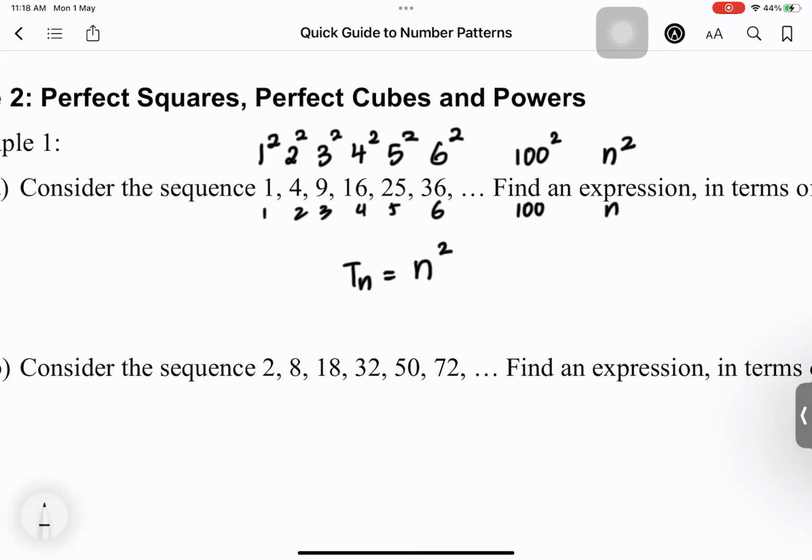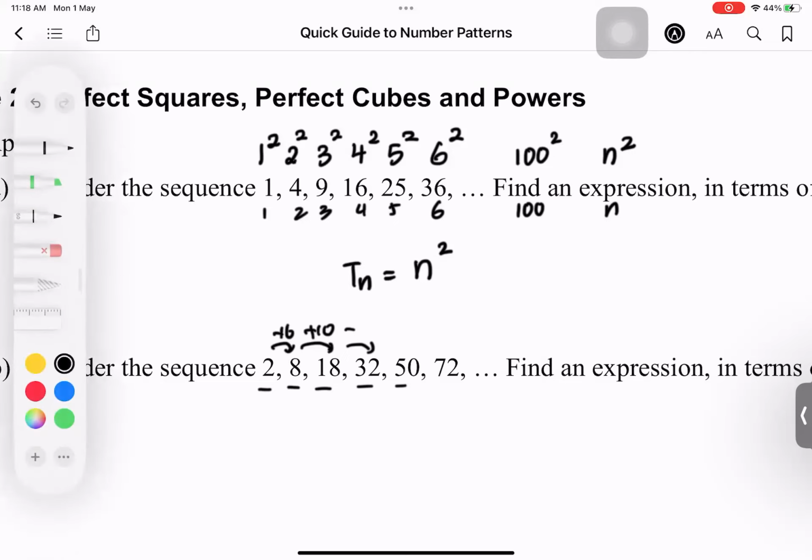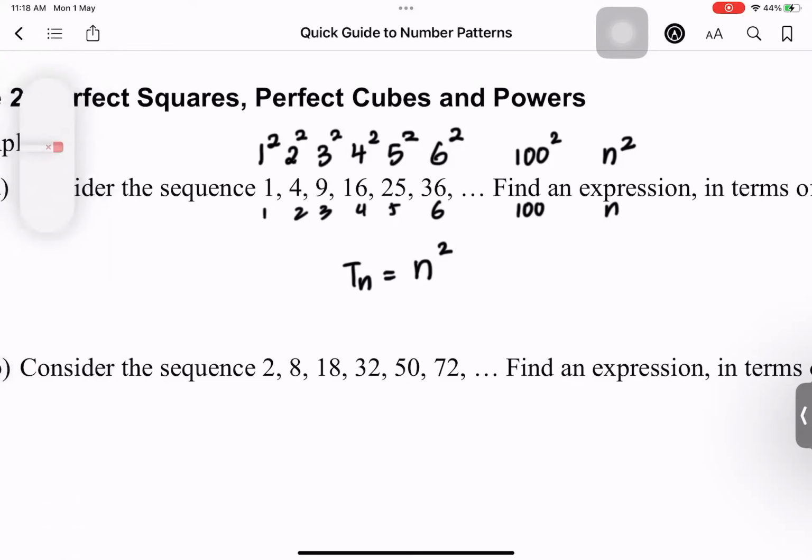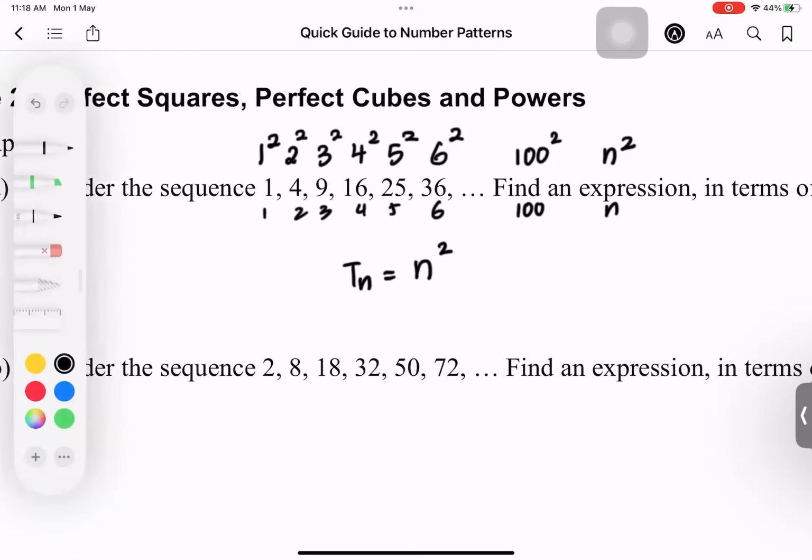Then the second part, consider this sequence: 2, 8, 18, 32, 50. Oh, the number increased by so much. +6, +10, +14, +18. The numbers increase, so it's not the same number. All these differences are not constant. But if I were to do multiplication, 2 times 4 is 8, but 8 times something cannot give me 18. So not a nice number.